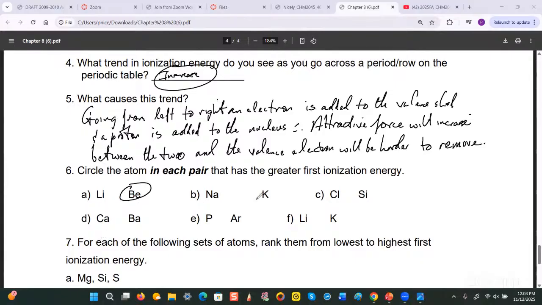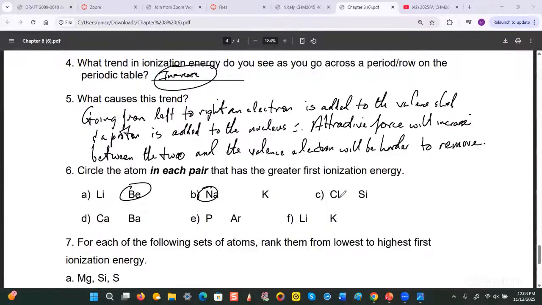What about sodium and potassium? Which of these two would you expect to have the higher, or greater, first ionization energy? Sodium. No. Going down the group. Oh, yeah, you're right. My bad. I'm sorry. You're right. Sodium would be the one with the first ionization energy which is higher.